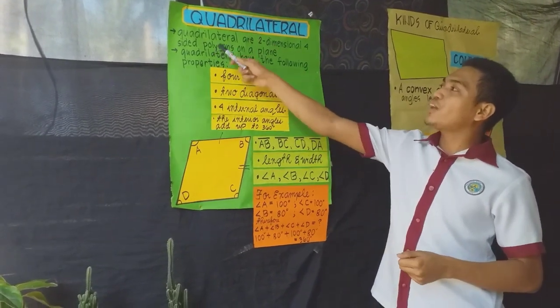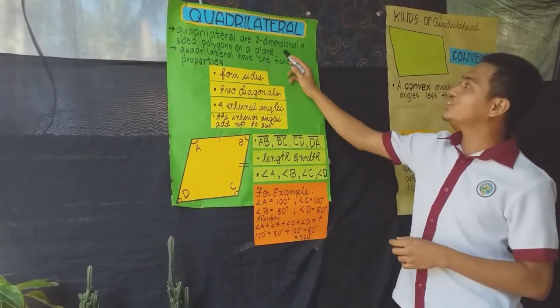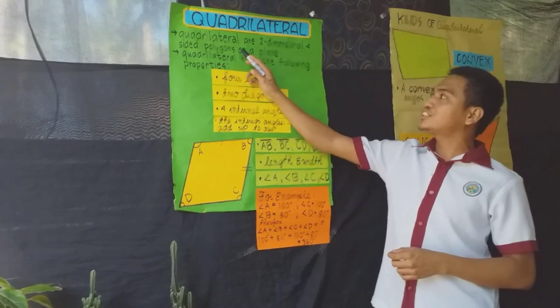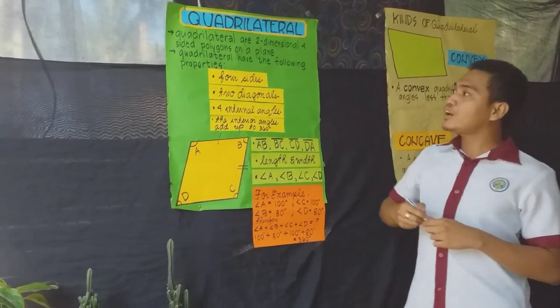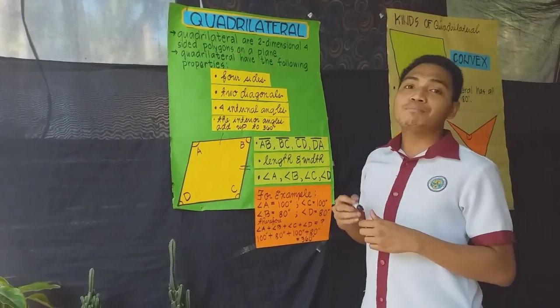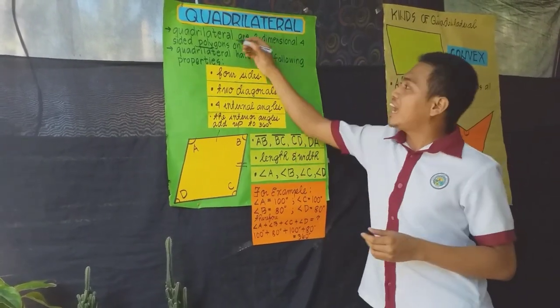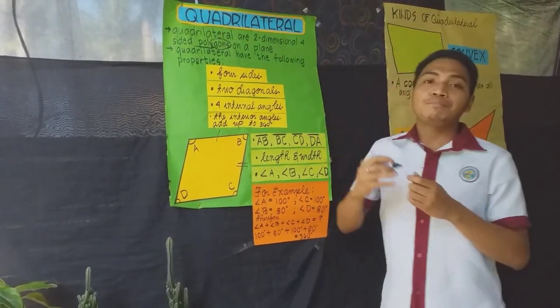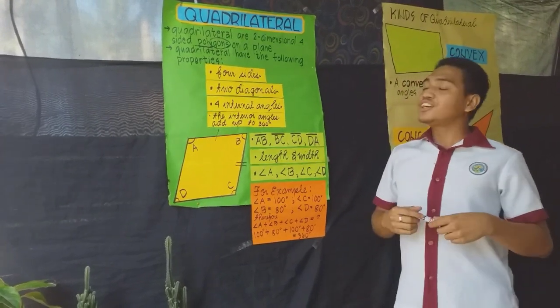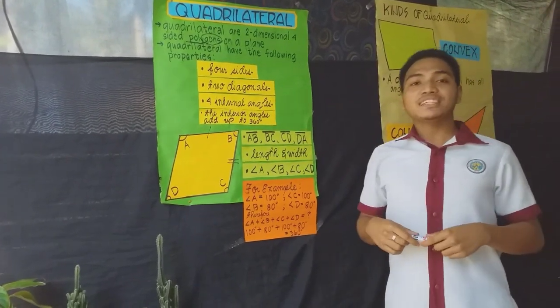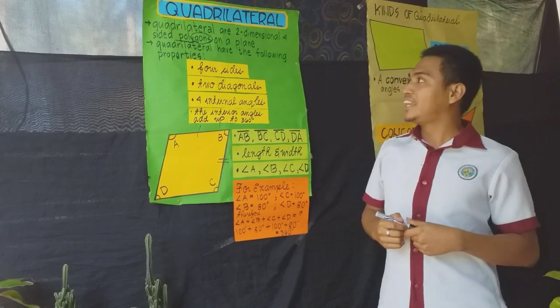Quadrilateral. Quadrilaterals are 2-dimensional, 4-sided polygons on a plane. By the way, the word polygon comes from a Greek word. Poly means many and gon means angle. So a polygon is any shape that is enclosed by straight lines.